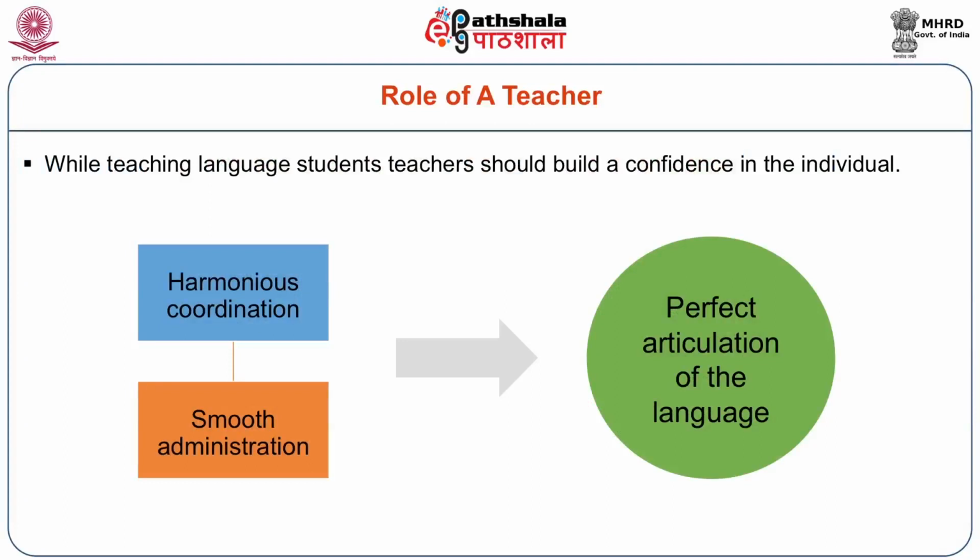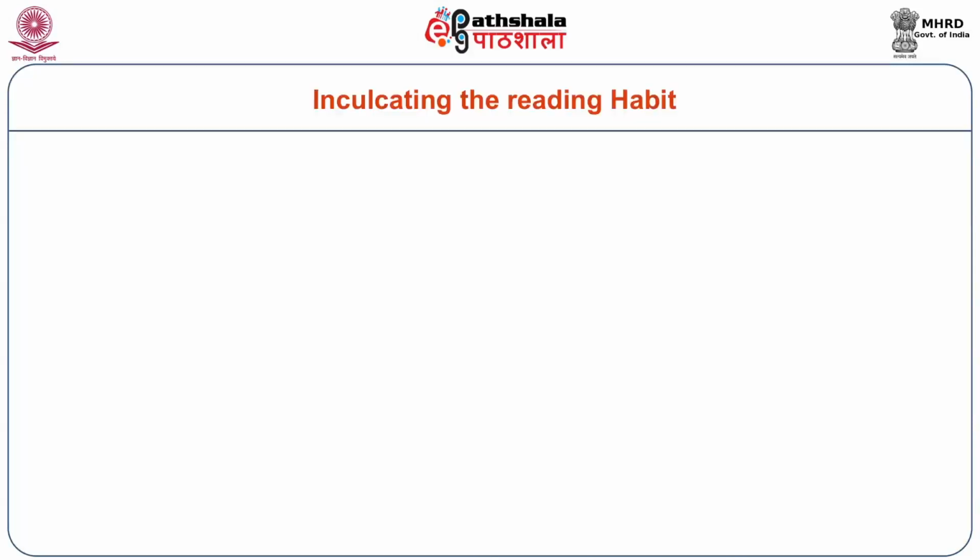Any student can be successful if he knows harmonious coordination and smooth administration, which can be possible only through the perfect articulation of the language. Now, what do we need for learning this language? When we talk about methods, when we talk about different requirements of learning this language, the first thing that comes is reading. Inculcating the reading habit in the students is a challenge not only for parents but also for teachers. This is the time when teachers want them to study, but students want fast food kind of knowledge.